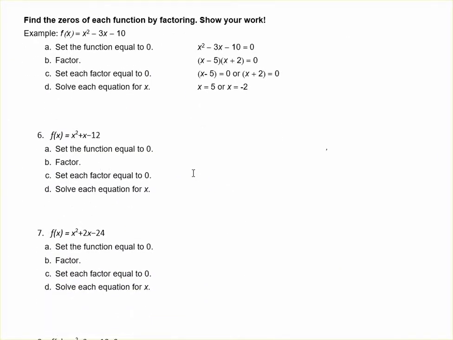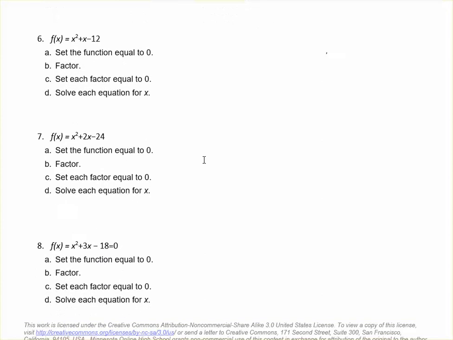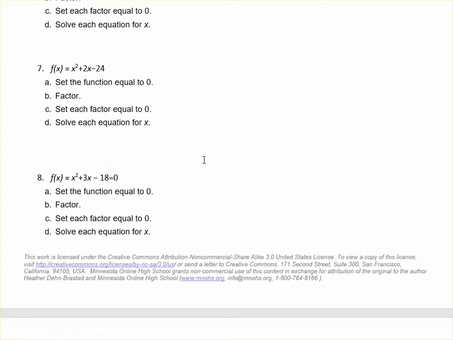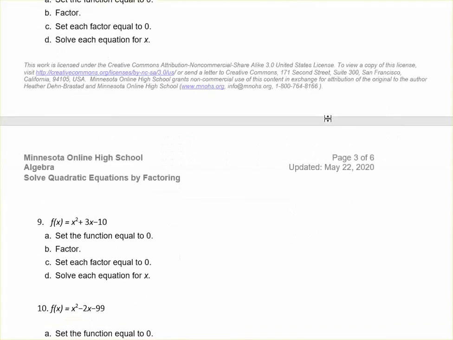All right, then we have several problems where you are going to first factor and then set each factor equal to 0 and then solve each equation for x. So there'll be these 4 steps to do for each of these problems. And the first step is just to replace f of x with 0. Oh, I have a typo: equals 0 and equals f of x there, so correct that one.